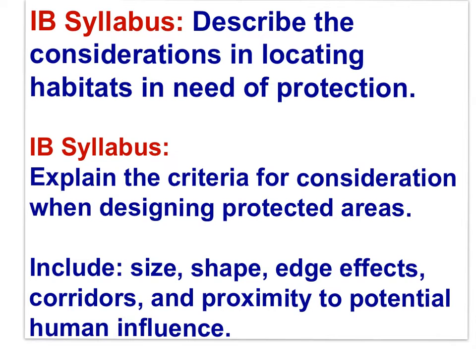So here are the two IB syllabus statements that will drive this movie to its end. Describe the considerations in locating habitats in need of protection. Explain the criteria for consideration when designing protected areas, and include the following in your discussion: size, shape, edge effects, corridors, and proximity to potential human influence.